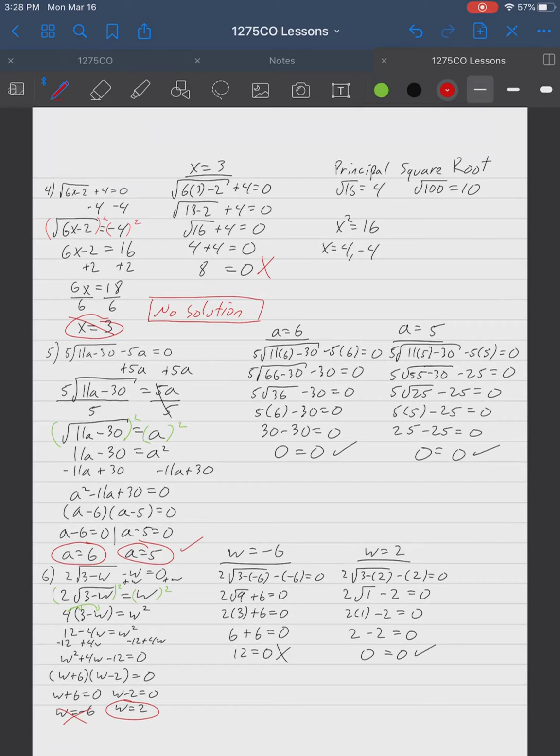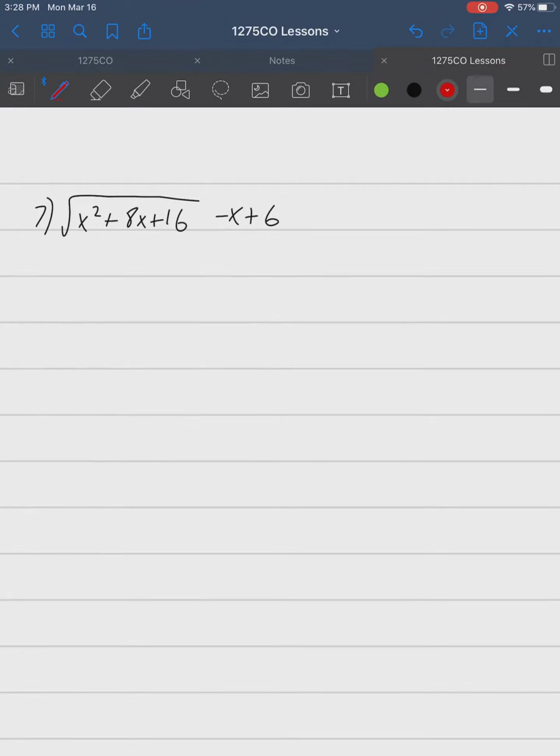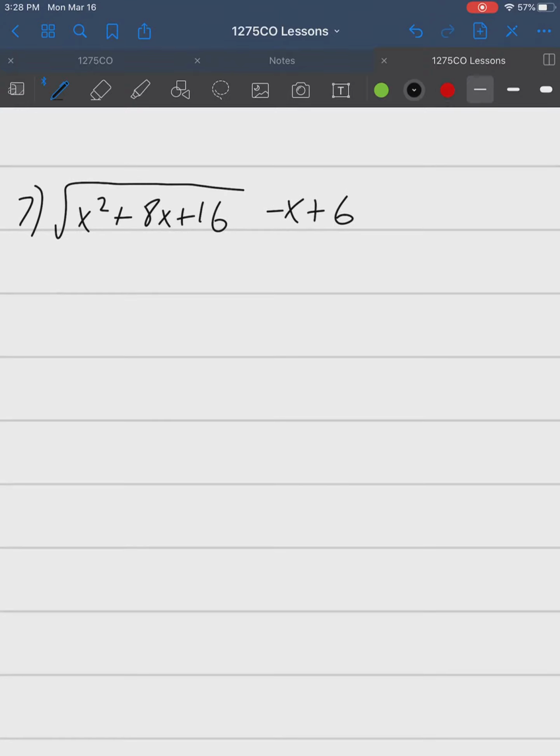In order to get full credit, you must show both of these answers and check both of these answers. 2 more to do. This one should say equals x plus 6. Radicals are isolated, so let's square both sides.